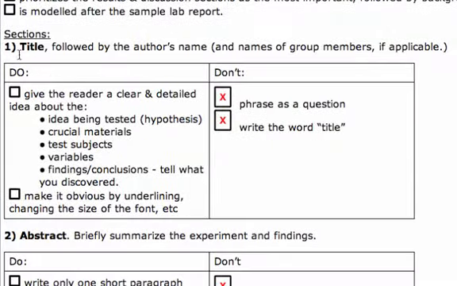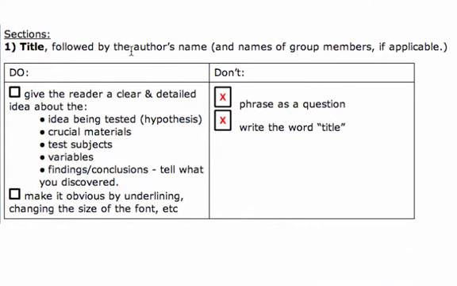And you can see that you have your title, then you say your name as well as any group members' names. Make sure it's obvious that it's your lab report, so your name should go first. And the idea of the title is that you're giving a clear idea of what is being tested and what you actually found. And this is a statement, not a question.